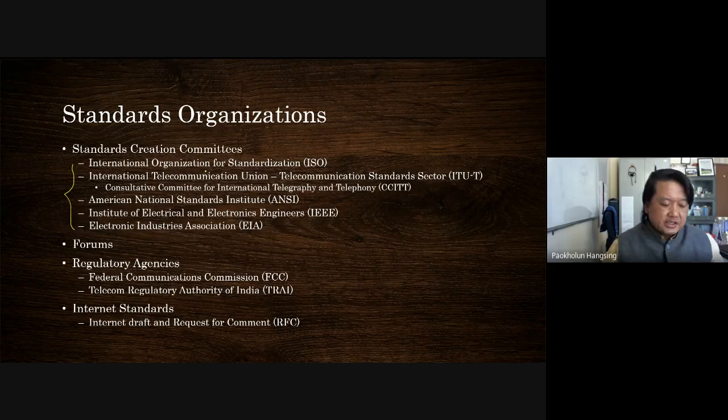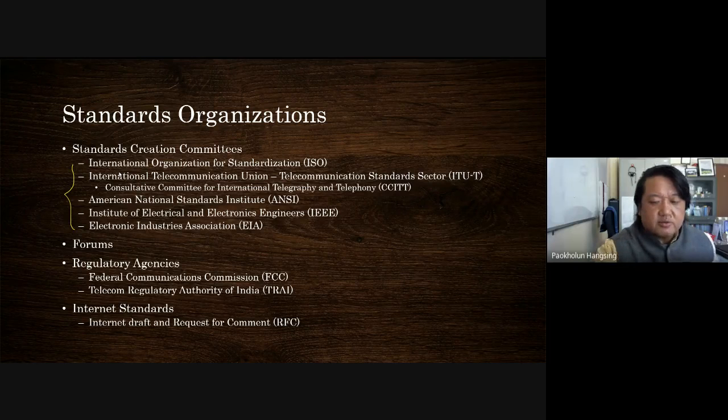This membership is taken mainly from standard creation committees of various countries throughout the world. Now, the International Organization for Standardization is active in developing cooperation in the realms of scientific, technological, economic activity, and so on. These committees, ISO, is responsible for so many standards.